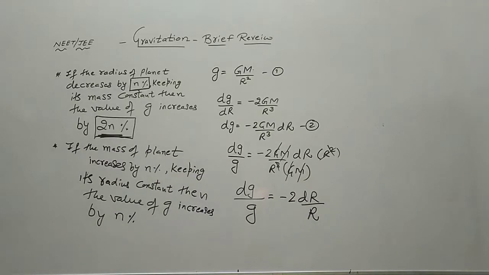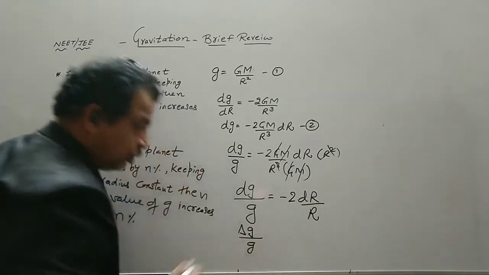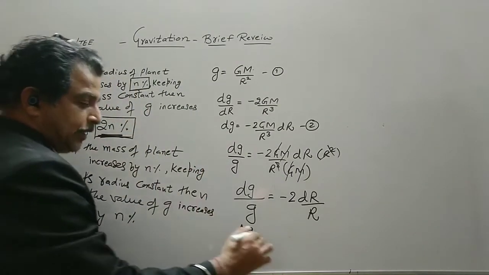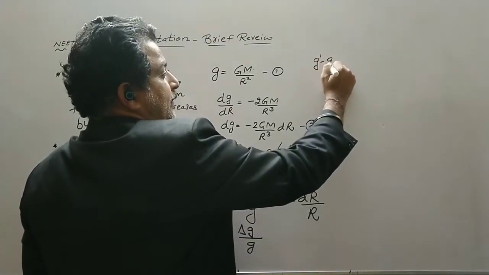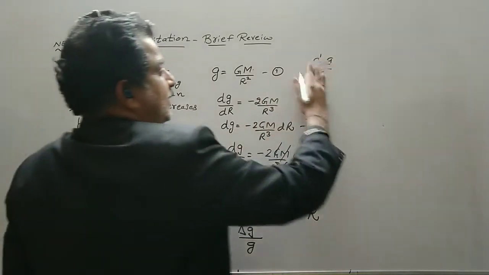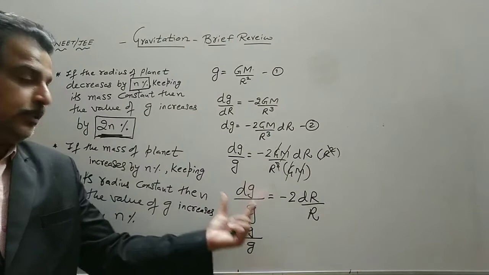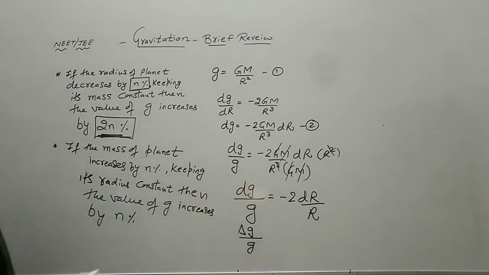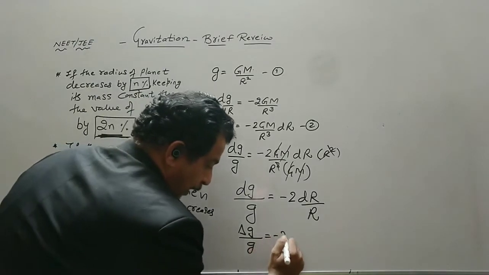So this equation can also be written as delta g upon g, or this can also be written as final value minus initial value upon initial value. So that is change. Delta means change. If the change is very small, we use the symbol for derivative. So delta g upon g is equal to minus 2.